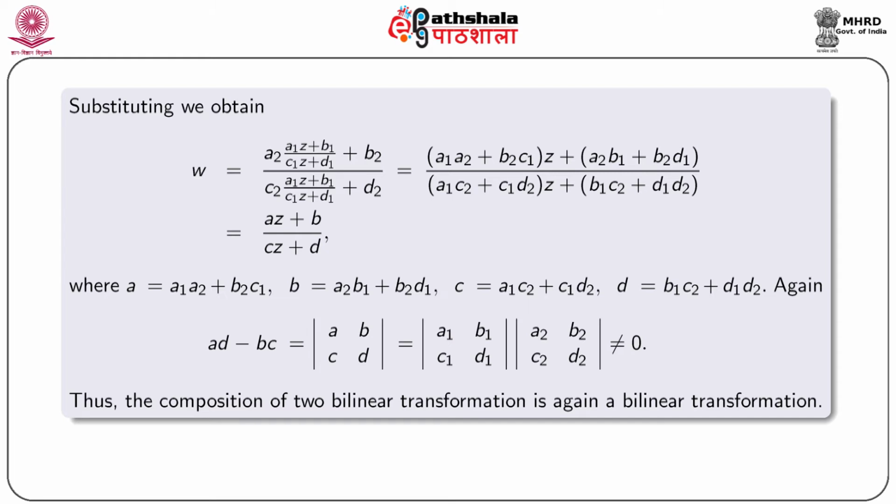We note that ad minus bc, which is equal to determinant a b c d, is equal to determinant a1 b1 c1 d1 into determinant a2 b2 c2 d2, which is not 0. Therefore, we conclude that the composition of two bilinear transformations is also a bilinear transformation.